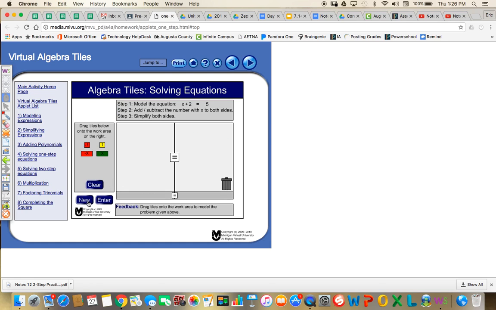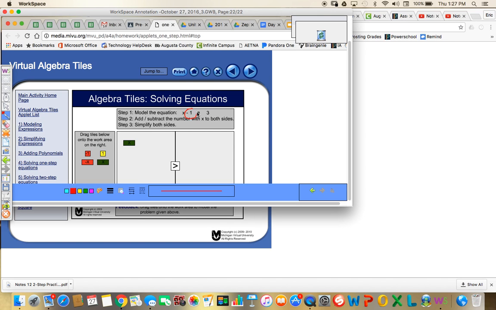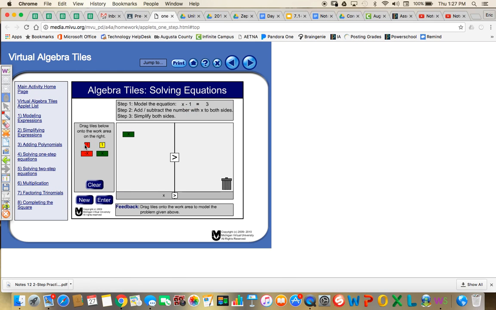Okay, now let's take a look at another one. And here's a good one, x minus 1 equals 3. So now, if we want to show x minus 1, if you think back to when we learned about integers, we talked about subtracting a positive is the same as adding a negative. So we can look at this minus 1 here as negative 1. So what I can do is I can go ahead and put 1 negative on this side to represent minus 1. Okay, the other side equals positive 3, so we're going to put 3 positives.